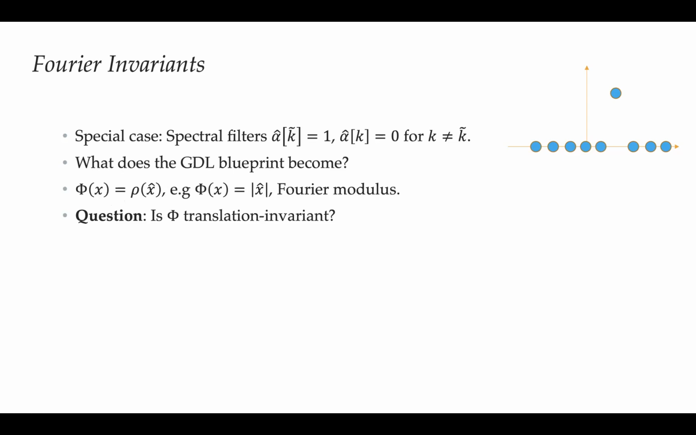Because after I apply this very particular convolution, my signal is no longer varying in space. It's completely delocalized in space. So in particular, I can consider one instance of this model where I take as an activation function the modulus. I consider a representation of x that is just taking the Fourier transform and killing the phase, just keeping the modulus. So the question is: is this representation translation invariant?